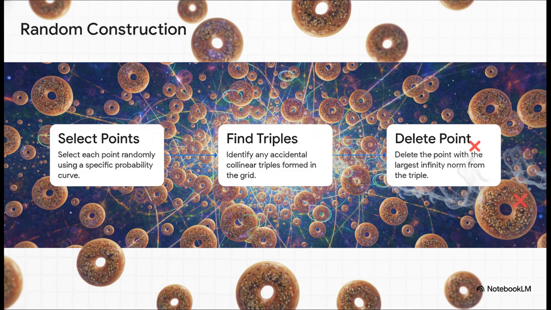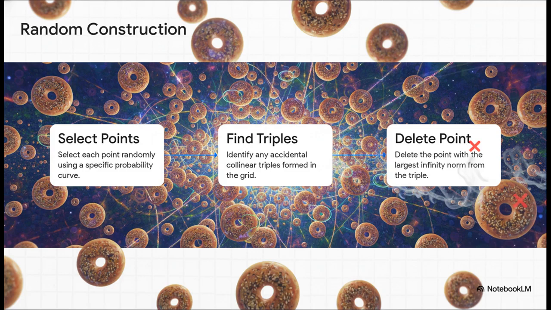Now, because it's a random process, you are inevitably going to make mistakes. So that leads to Step 2: scan the infinite universe and identify every single accidental line of 3 bagels. And then Step 3, which is honestly the genius part: resolve these rule-breaking triples by systematically deleting the bagel that is positioned furthest out from the center. This deletion method guarantees that no 3 bagels form a line, sure, but it also ensures that the inner core of our grid remains as densely packed as mathematically possible.